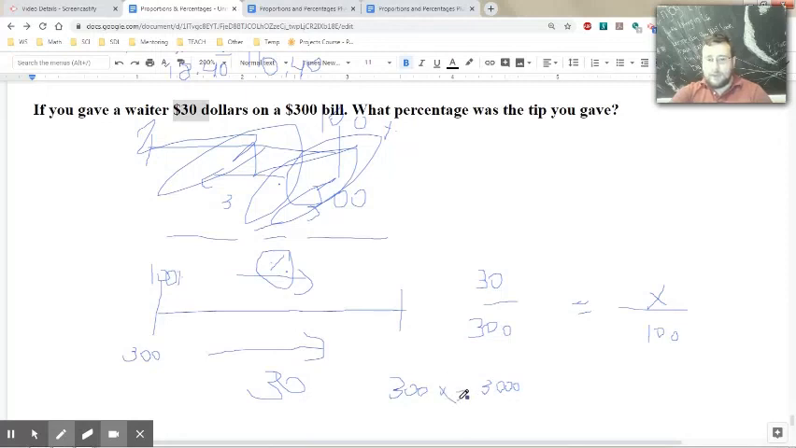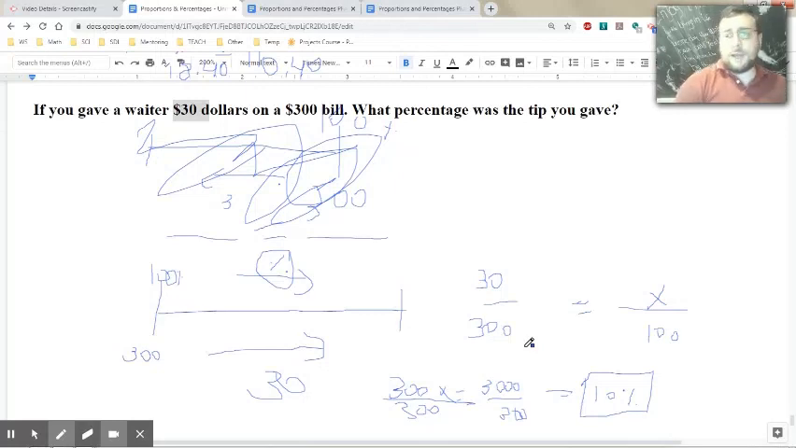And so now I have to divide both sides by 300 because that's what's next to my X. And so my answer is going to be 3,000 divided by 300, which is just 10. But because I'm looking for a percentage, I have to put a percent sign after that. So 10%, because 10 is not the same thing as 10%. All right, so I did some examples for a tip for you guys on this video.